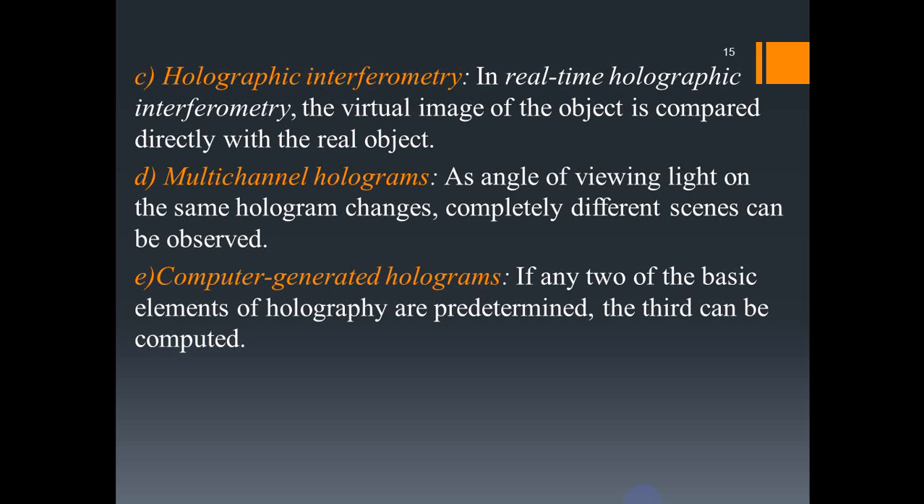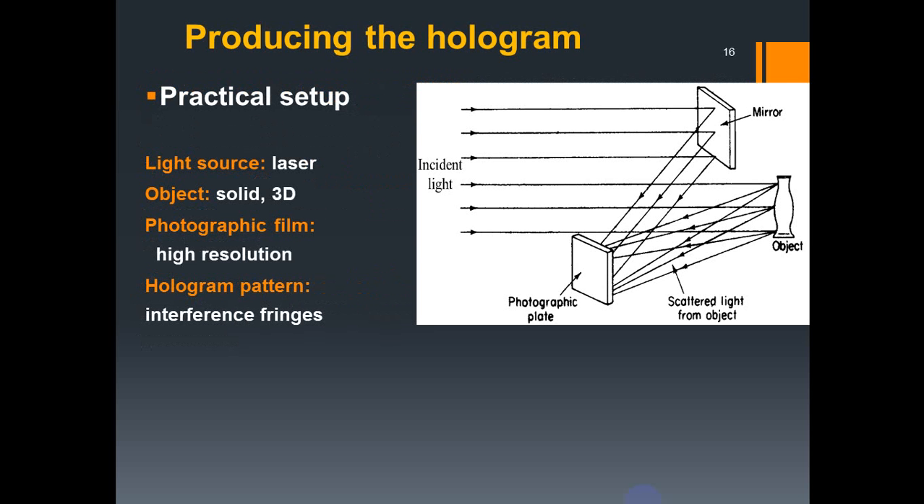As we know, there are essentially three basic elements in holography: the light source, the hologram, and the image. If any two of the elements are predetermined, the third can be computed. For example, if we have a parallel beam of light of certain wavelength and a double slit system, we can calculate the diffraction pattern. Also, knowing the diffraction pattern and the details of the double slit system, we can calculate the wavelength of the light.